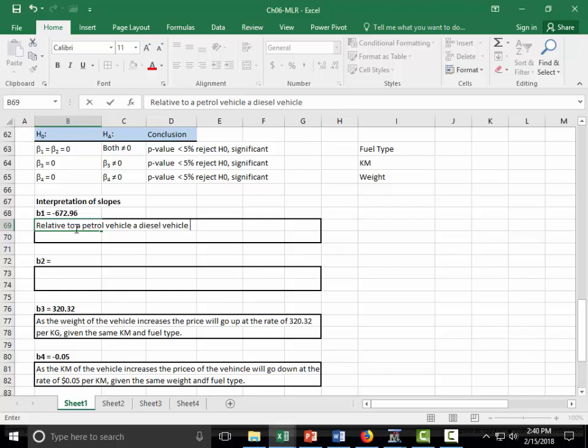So relative to a petrol vehicle, a diesel vehicle will cost, now comes the coefficient itself, we drop the negative sign and then say, less. So relative to a petrol vehicle, a diesel vehicle will cost that amount less. All right, so now the caveat here is what? With the same kilometer and weight.